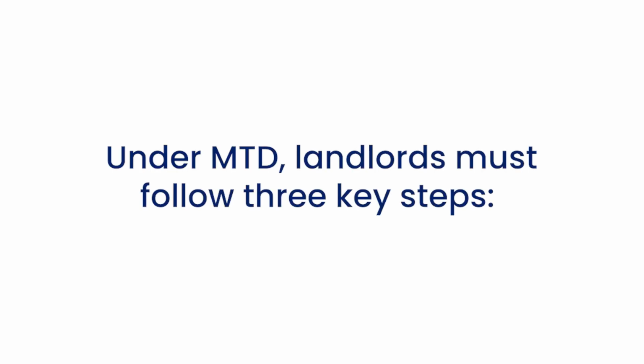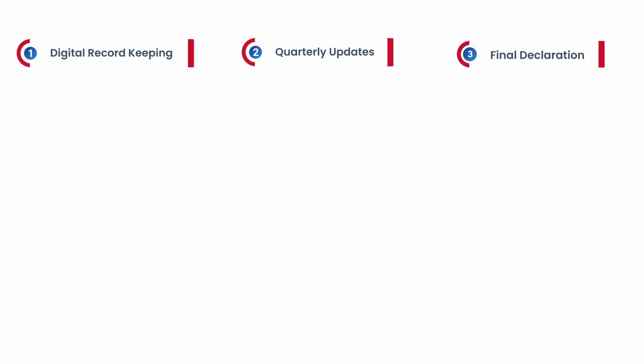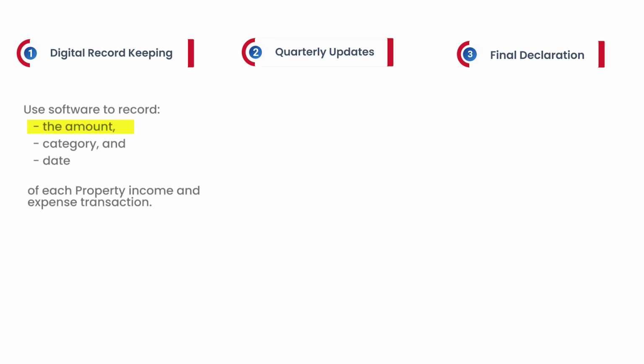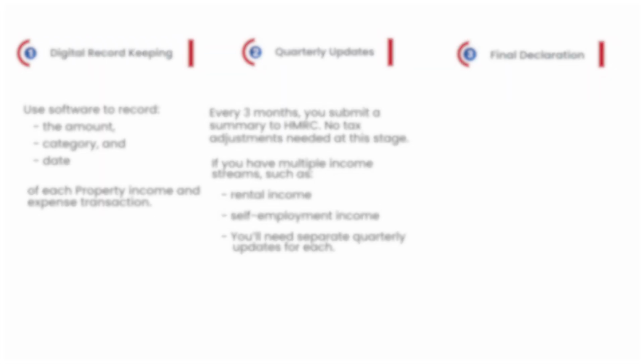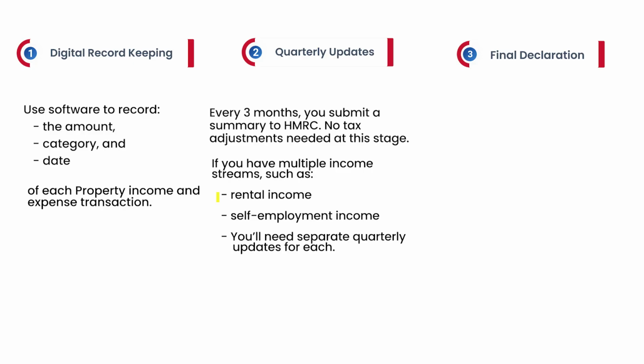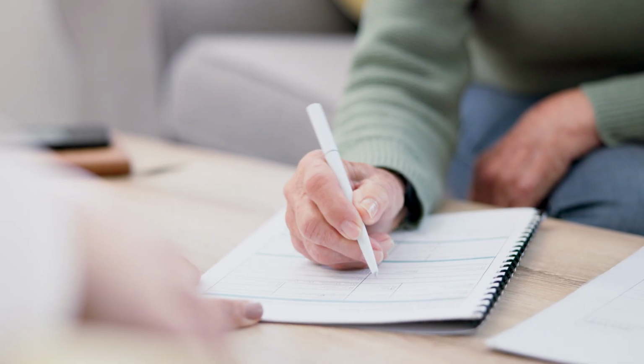Under MTD, landlords must follow 3 key steps. 1. Digital record keeping. Use software to record the amount, category, and date of each property income and expense transaction. Second, quarterly updates. Every 3 months, you submit a summary to HMRC. No tax adjustments needed at this stage. If you have multiple income streams, such as rental income and self-employment income, you'll need separate quarterly updates for each. After each update, HMRC sends a tax estimate, so you can plan and budget ahead.